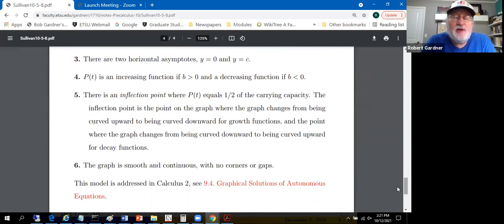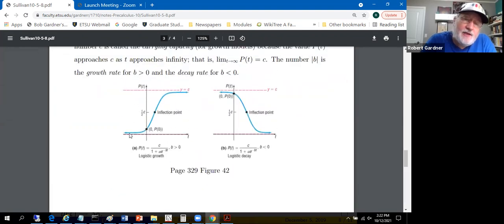And they discuss another property. There's an inflection point where P of t equals 1/2 the carrying capacity. This inflection point is a point on the graph where the graph changes from being curved upward to being curved downward in the case of the growth functions. And it changes from curved downward to curved upward in the case of the decay functions. So it's growing and curving upward is how they've described this. Concave up is how you'll describe it in calculus. And it changes from curving upward to curving downward. And it changes right at that point.